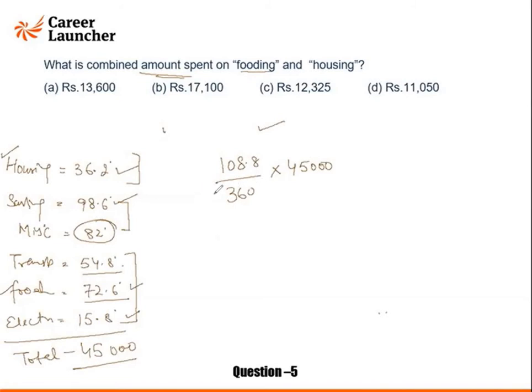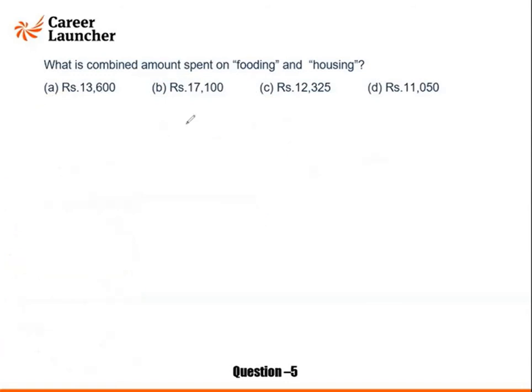Up to this question, we have not used 45,000 at all. So let's simplify this also. Zeros, 9 into 4, 9 into 5, 427.2. And if you multiply, this will be 13,600. And this will be your answer. That is the A option. I hope it's clear to everyone. Yes. Okay.